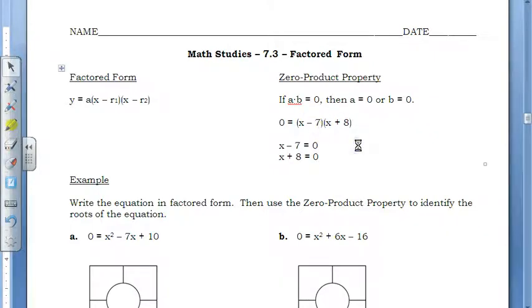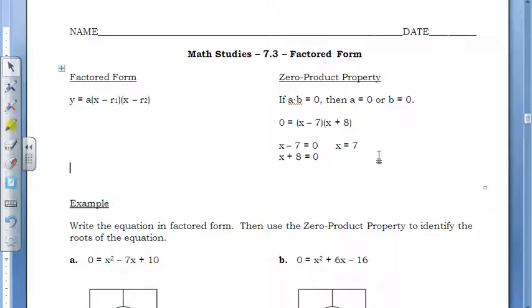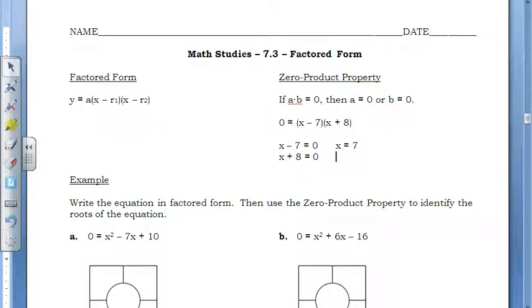And so if x minus 7 is 0, then x is 7. Add 7 to both sides of the equation. 0 plus 7 is 7. If x plus 8 is 0, we subtract 8 from both sides, then x equals negative 8. So you can kind of look at it, and if it's an x minus 7 in the equation, your answer is x equals 7. If it's a positive 8 in the equation, then your answer is negative 8. And so if we can get the equations from this form to this form, we can easily give the opposite of these roots, and that's your solution.